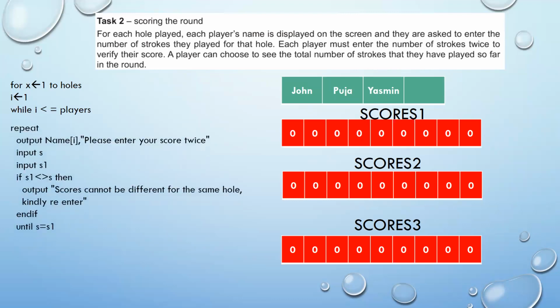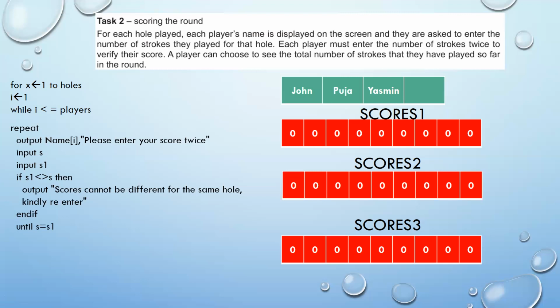Now let's begin. The question says initially to display each player's name. So if you look at the repeat loop, output name, it will display the name of the first player, that is John. And next to it, you will get a message, please enter your score twice. Twice because the question mentions that each player's score must be entered twice to verify that their score is entered correctly. So we have entered the score once with input S. And below that, I'm taking one more input S1. Now it will throw you out of the loop only when S and S1 are both equal.